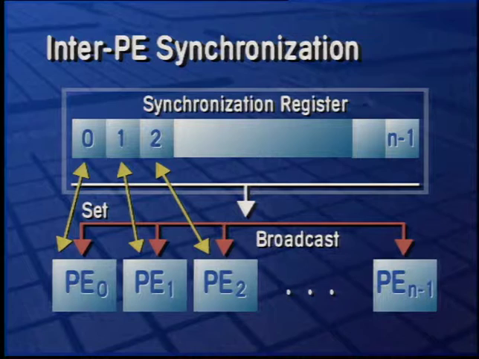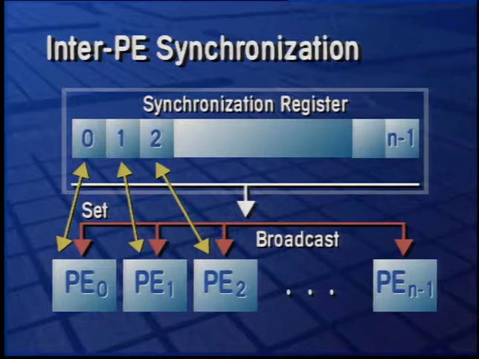The basic synchronization mechanism of the VPP500 is a barrier synchronization. There is a so-called synchronization register, which is located inside the crossbar network, where each bit corresponds to one processing element. Whenever the program in the processing element reaches the barrier synchronization point, the processor element sends a signal to the synchronization register and sets the bit to 1.